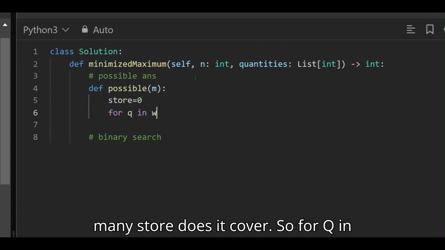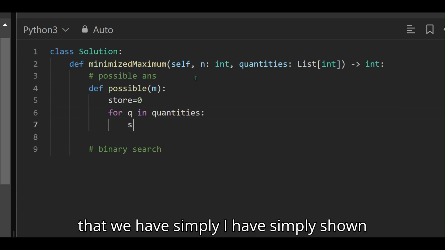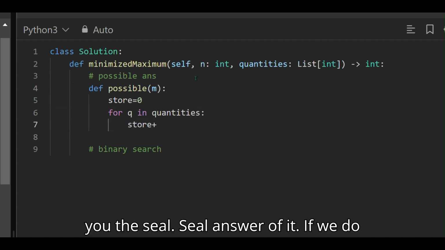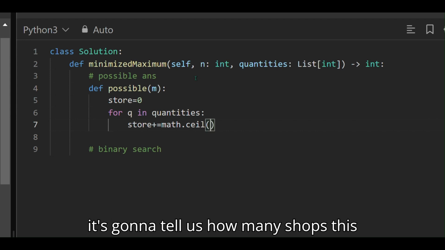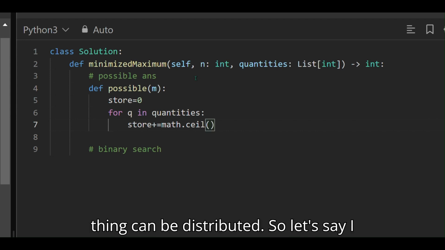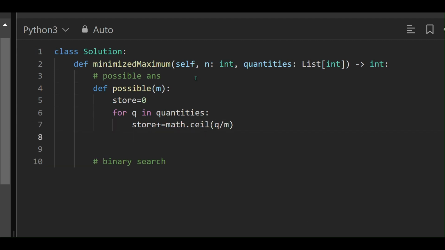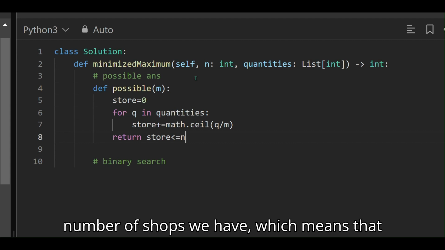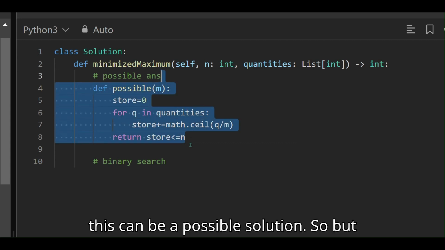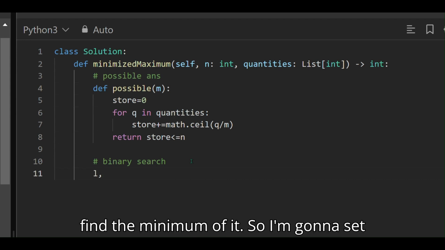So for q in quantities, I have simply shown you the ceil answer of it. We do a ceil on this thing, math.ceil. It's going to tell us how many shops this quantity can be distributed to, given this value m. After that, I'm going to return stores. If it is less than or equal to the number of shops we have, that means this can be a possible solution. But still, our main motive is to find the minimum of it.